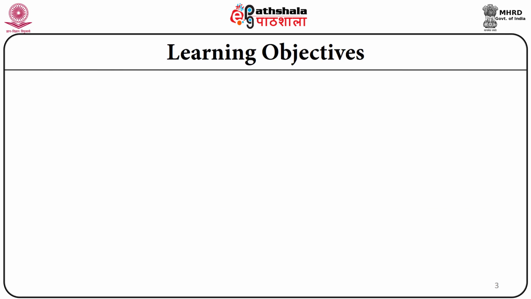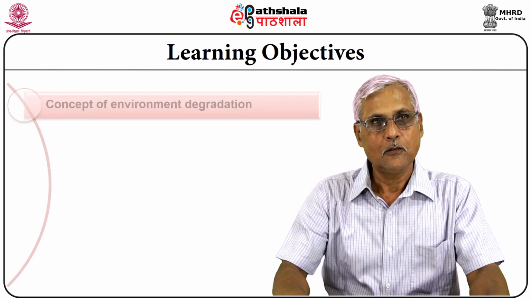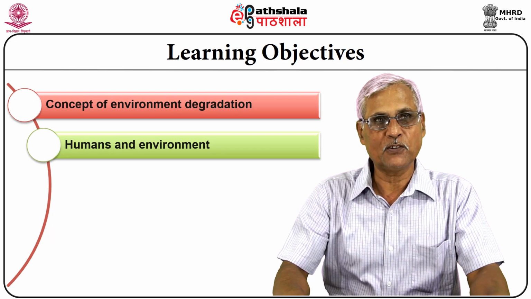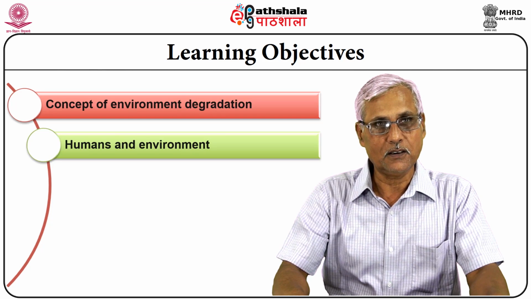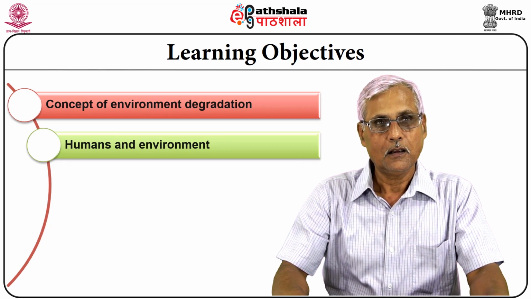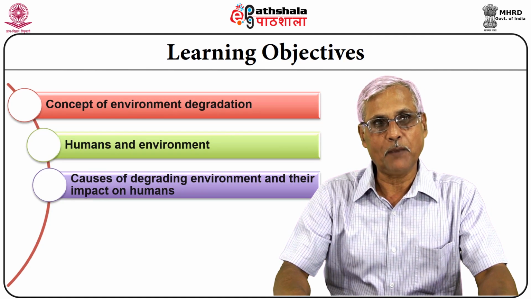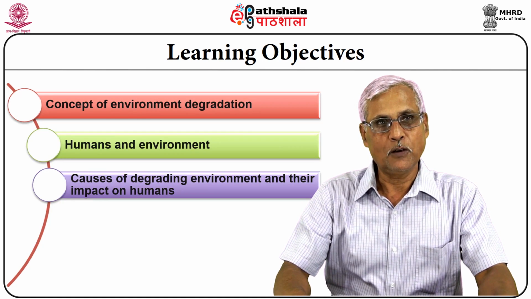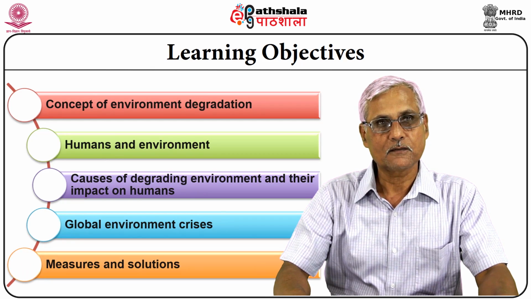The learning objectives that have been set for this module include that after going through this module, one should understand the concept of environmental degradation, how humans and environment interact and what their relationship is through their activities, causes of degrading environment and their impact on humans, global environmental crises, measures and solutions.